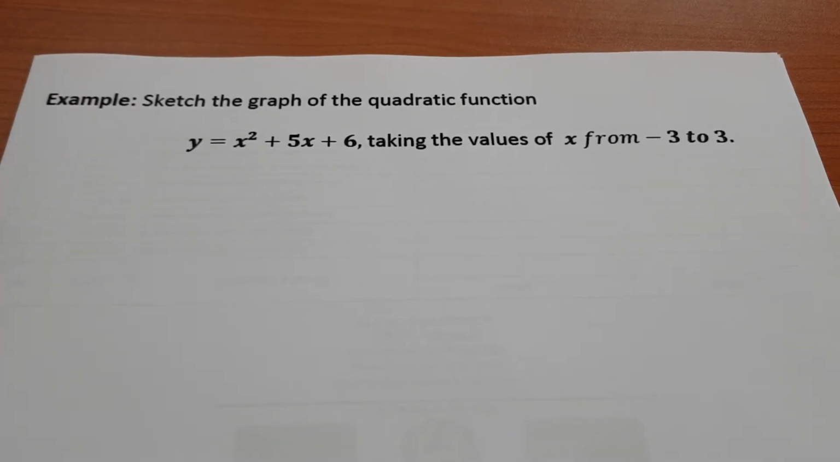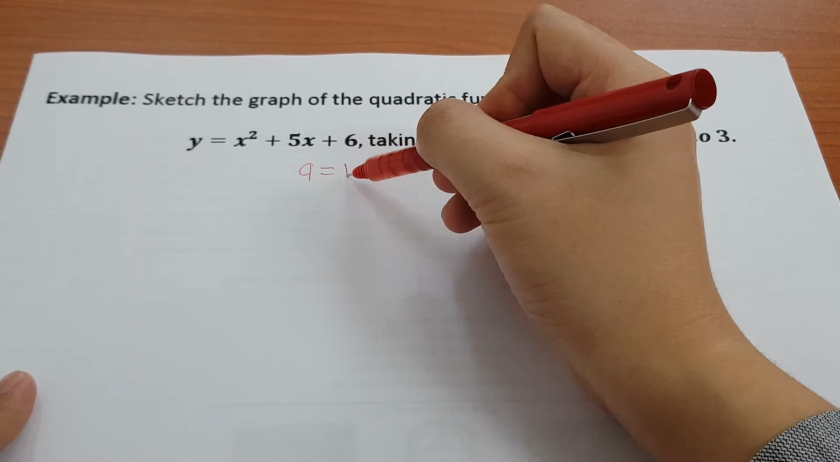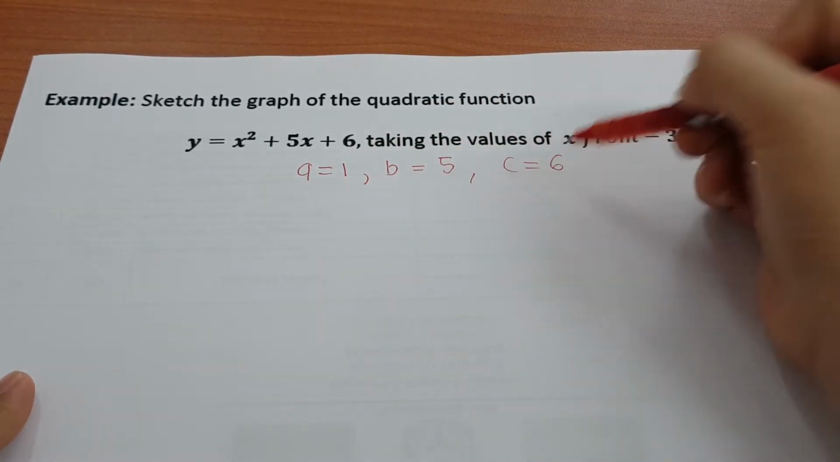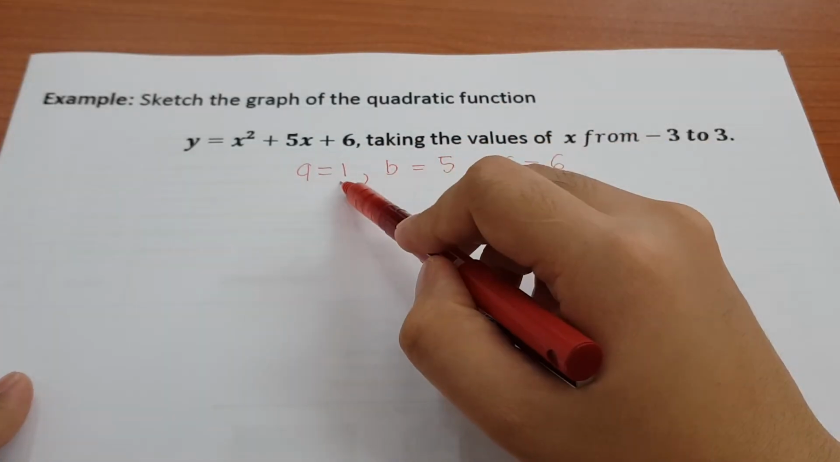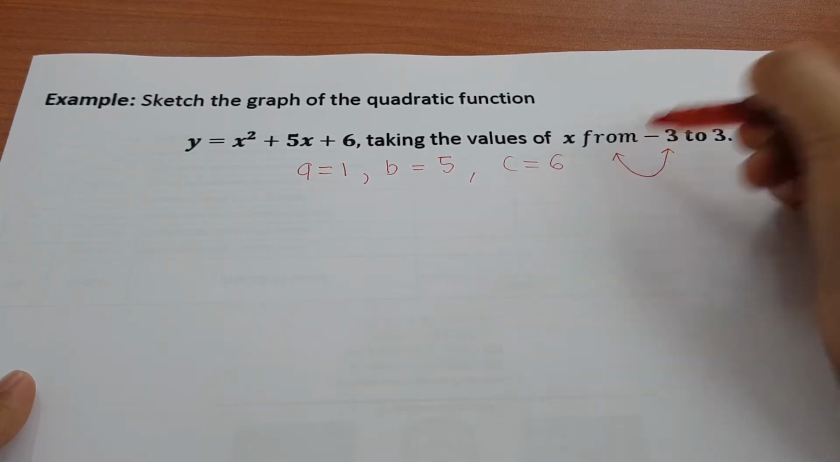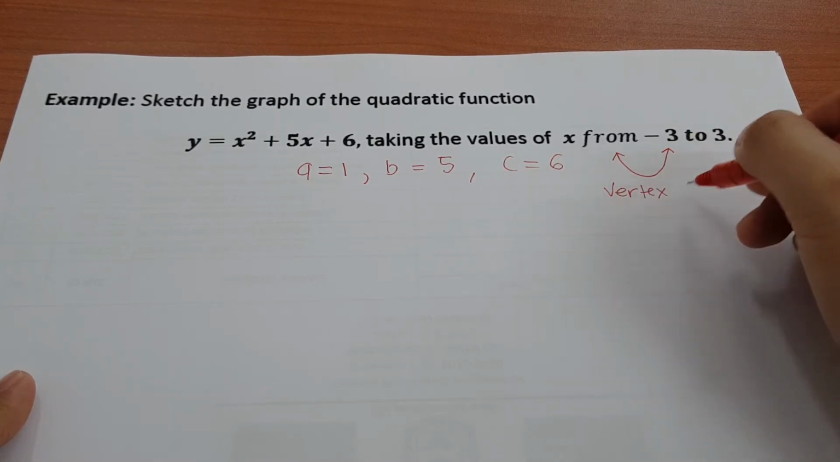Sketch the graph of the quadratic function y equals x squared plus 5x plus 6, taking the values of x from minus 3 to 3. First, we need to identify the values of a, b, and c. In this case, a is 1, b is 5, and c is 6. Since a is positive, you are sure that the graph opens upward, so the vertex is the minimum point.